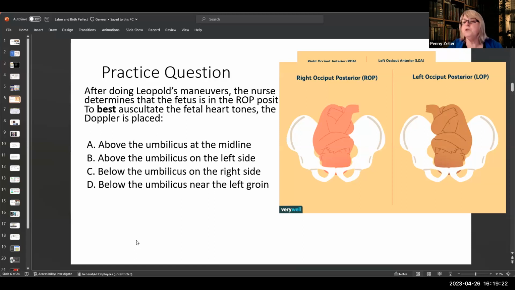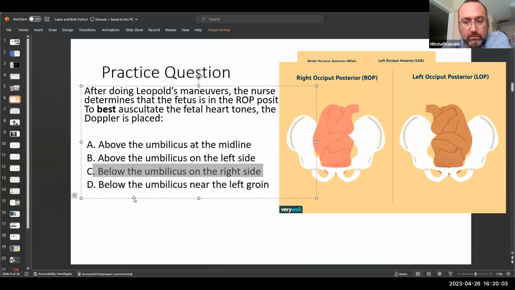You did Leopold maneuvers on your client to see what lie the baby is in and what position the baby is in. And you determine that the baby's in the ROP position. Where do you want to put your probe to listen to the heartbeat? Is it C? Yeah, so you're going to put it on the right side, below the umbilicus. The umbilicus is probably about right at the baby's butt, or just above.